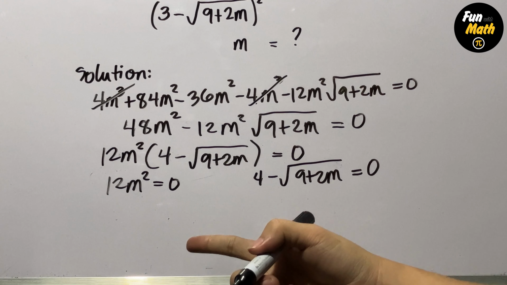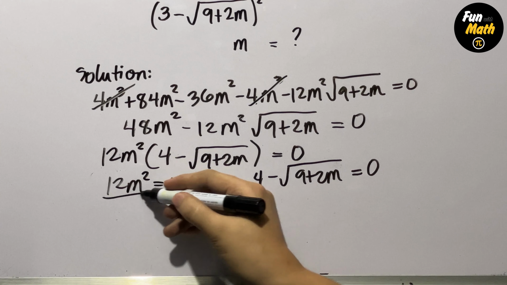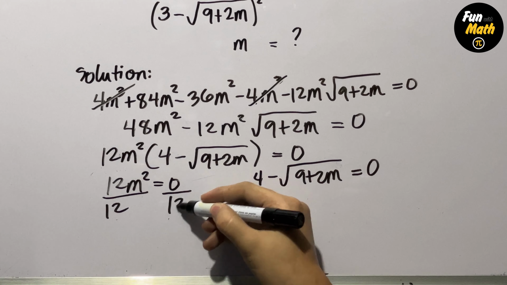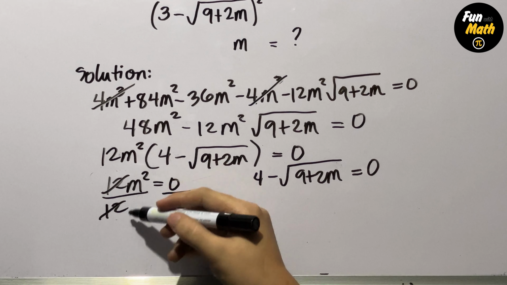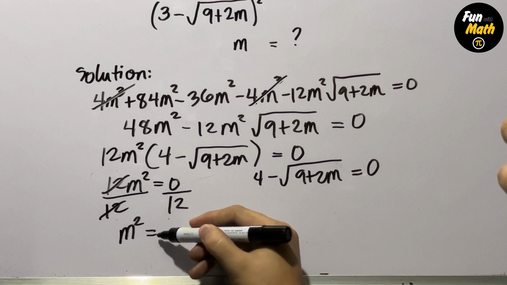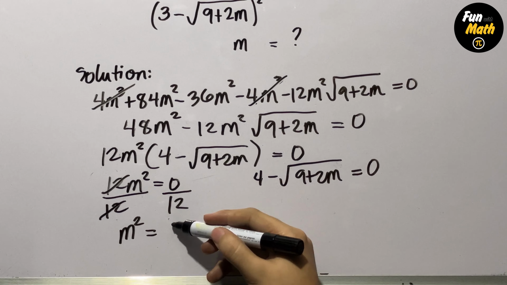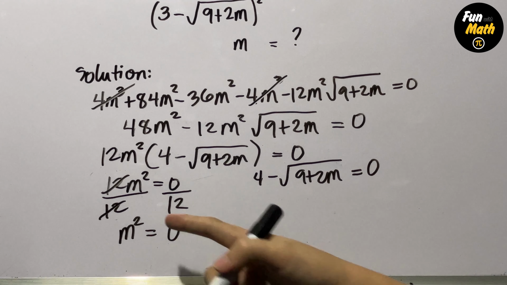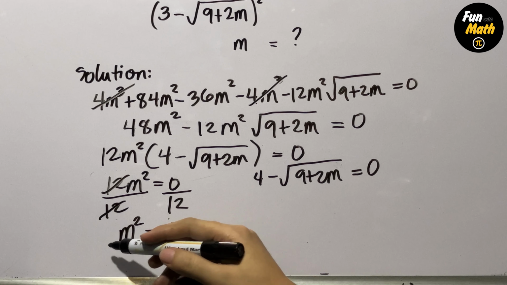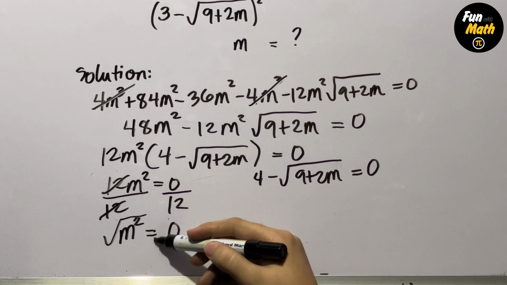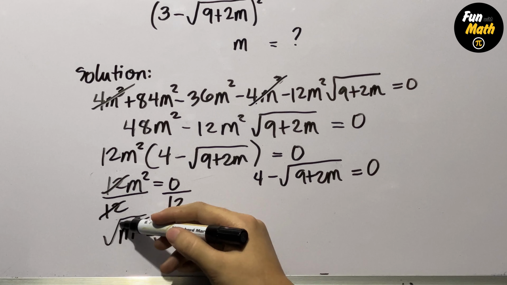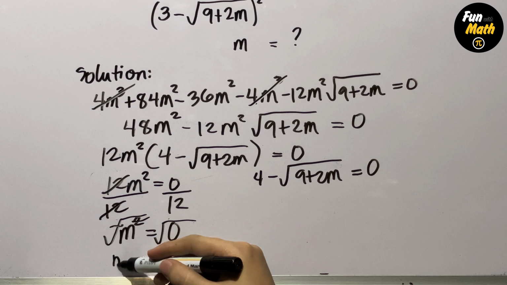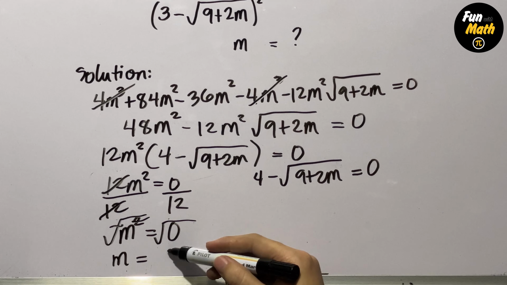For our first equation, we can divide both sides by 12. So now this is cancelled. We're left with m squared is equal to 0 divided by 12, that is 0. Now let's remove the square by inserting a square root on both sides. So now this is cancelled. So we have m is equal to 0.